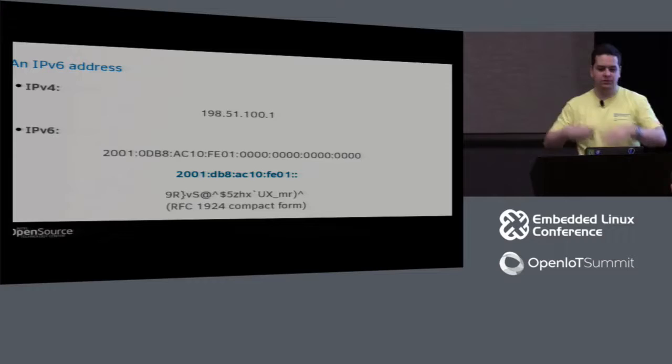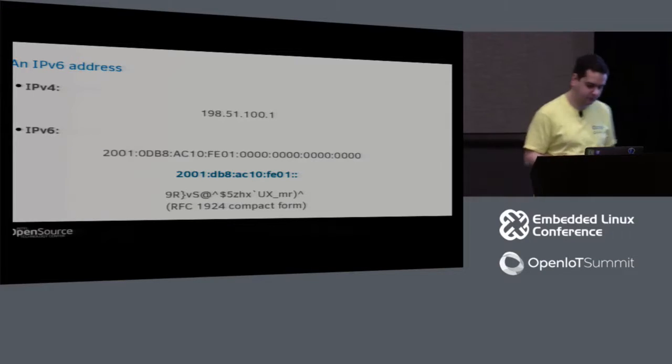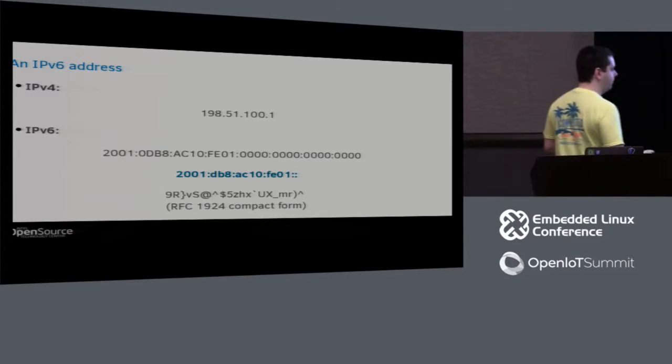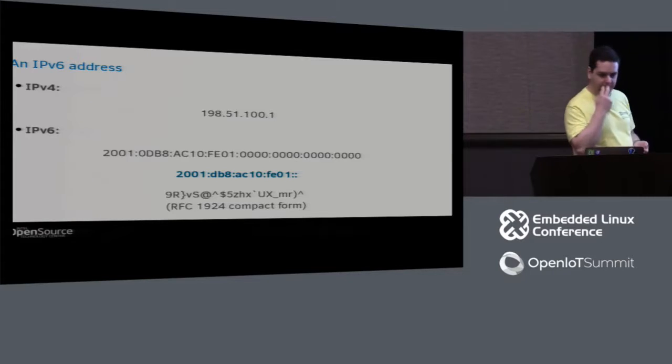I'll go back to the link local addresses in a minute. So what does an IPv6 address look like? 128 bits, can be compressed. It can be compressed further from this RFC that I found.